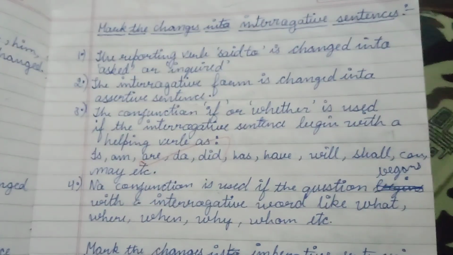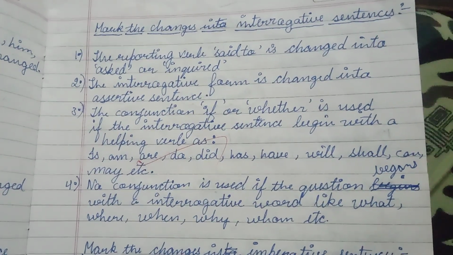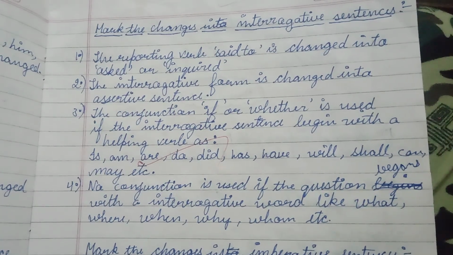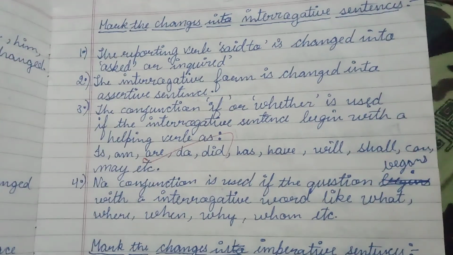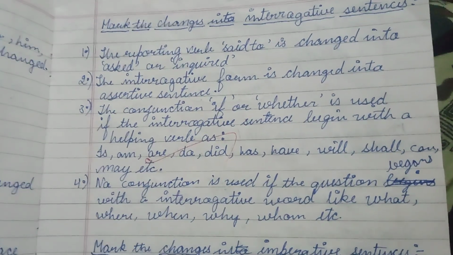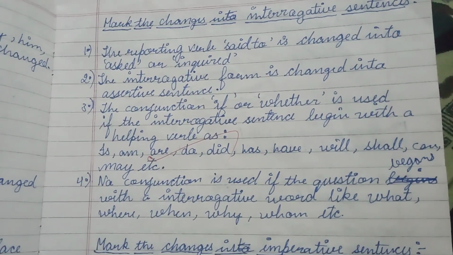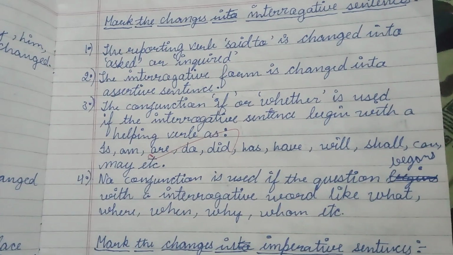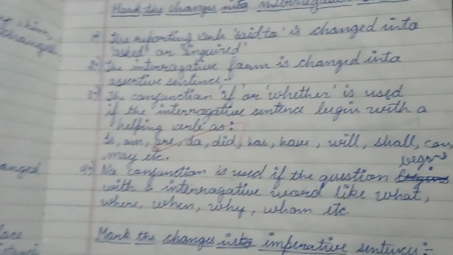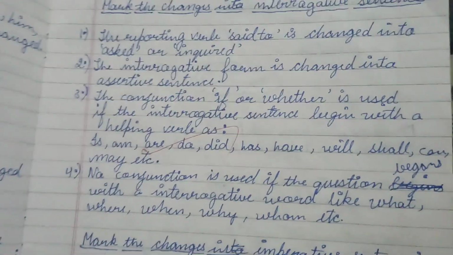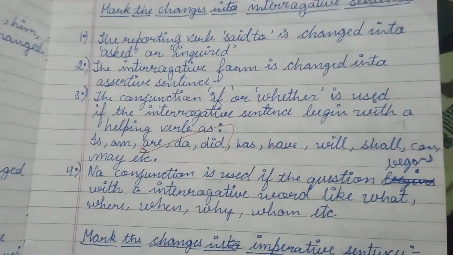Second is the interrogative form is changed into assertive sentence. Means when we are reporting a question, it no longer remains a question, but it has now gained the status of being a fact or a topic that has been talked about or inquired about. Hence, the interrogative form will be changed to assertive form.